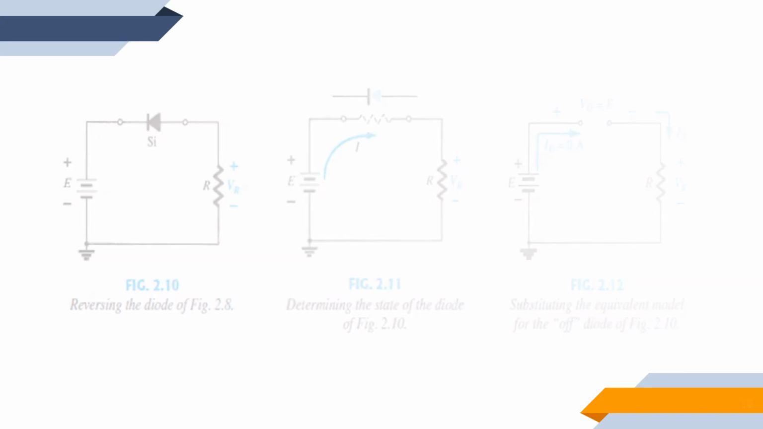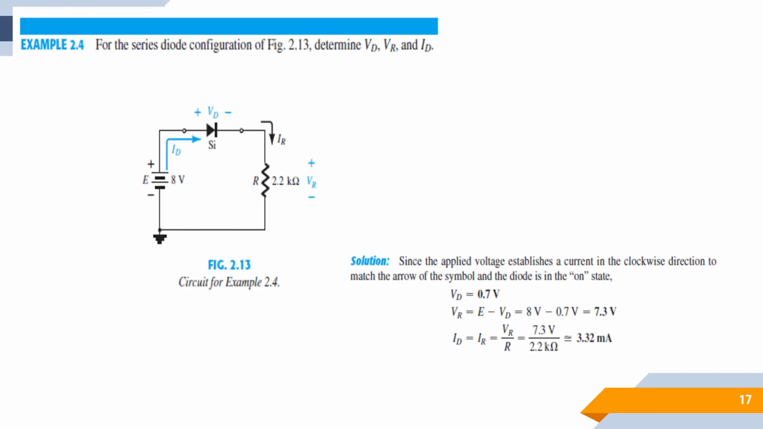Meron tayong example dito. For the series diode configuration of figure 2.13, determine VD, VR, and ID. So makikita natin sa circuit na merong voltage of 8 volts. Ito yung source voltage natin. Meron tayong silicon and resistor na 2.2 kilo ohms sa circuit. Now, kunin na natin yung diode voltage. We all know that the diode voltage of silicon is 0.7 volts. Kunin naman natin yung resistor voltage. Para makuha ito, pagmaminusin lamang natin yung source voltage at yung voltage ng diode. So, 8 volts minus 0.7 volts is equal now to 7.3 volts.